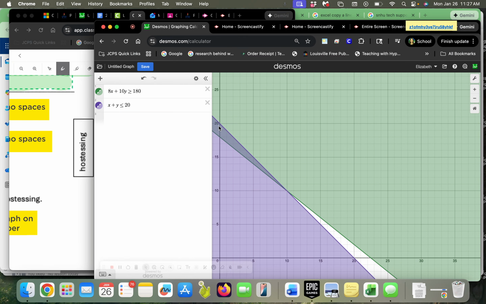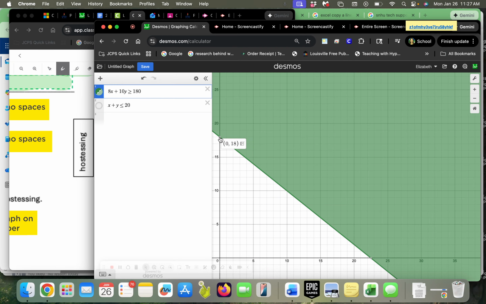So remember that it's easier if you graph your inequalities one at a time. So I'm going to click right up here next to my bottom inequality, and click that purple button to make it go away for now, but not actually delete it. And I'm going to look at what I've got going on right now. So my line for my green inequality hits the y-axis right here at 18.